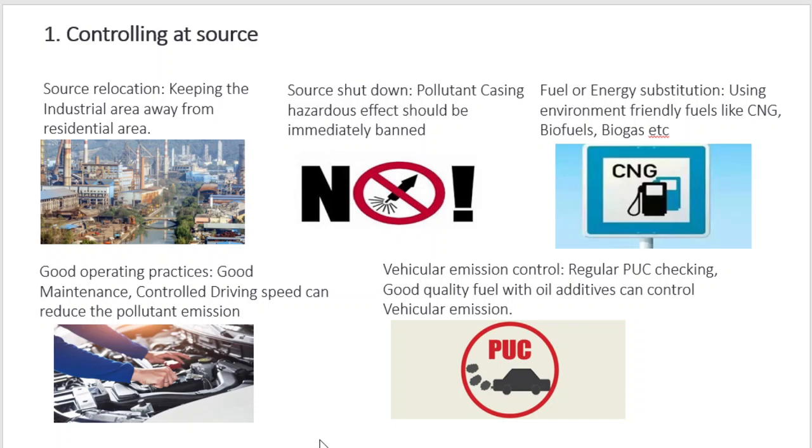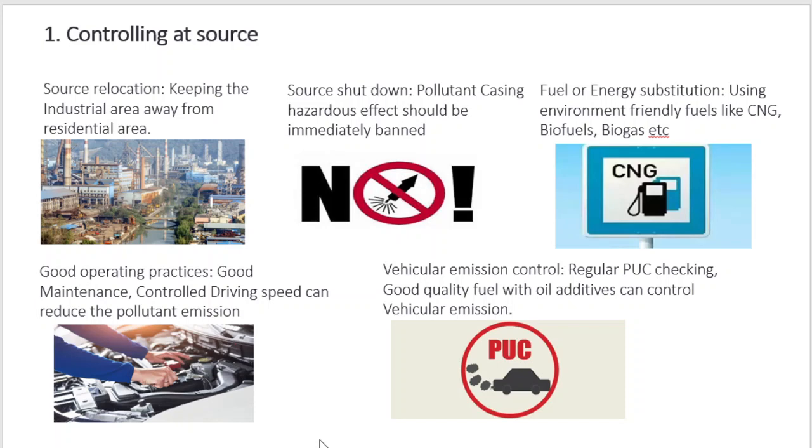Pollutant sources causing hazardous effects should be immediately banned. The chemical factories or resources which cause huge pollution to the atmosphere, we have to shut them down immediately because they cause hazardous effects on the environment and humans.